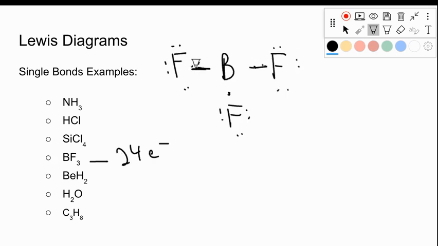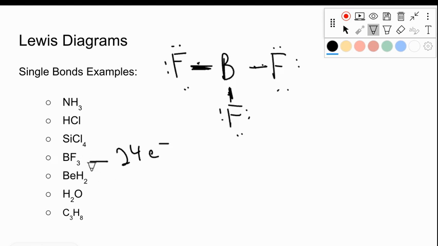Again, these pairs are going to become lines. So I have 2, 4, 6, 8, 10, 12, 14, 16, 18, 20, 22, 24. So everything has been used, but boron only has 2, 4, 6 electrons. That is okay because boron is one of our things that is an incomplete octet, and so it is absolutely okay with only 6. Fluorine must have 8, but boron does not have to have 8.